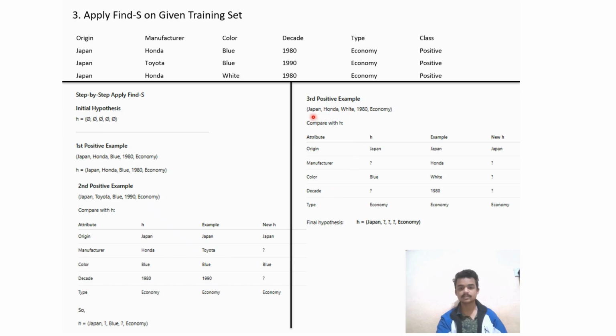Third positive example: Japan, Honda, White, 1980, economy. Compare with this attribute H and the example, new H. The final hypothesis H is equal to Japan, question mark, question mark, question mark, economy.